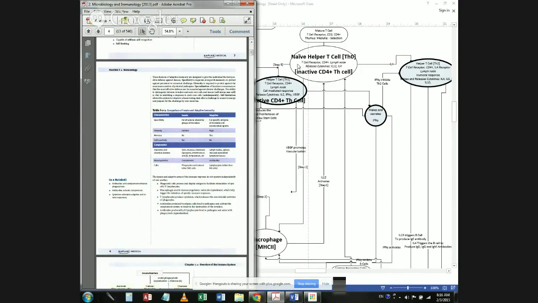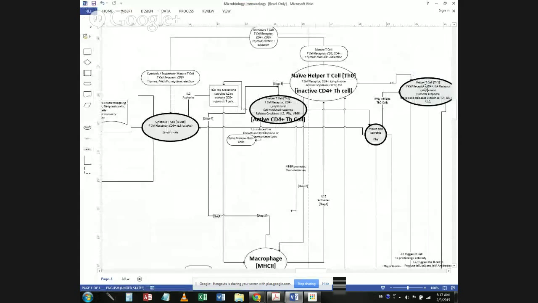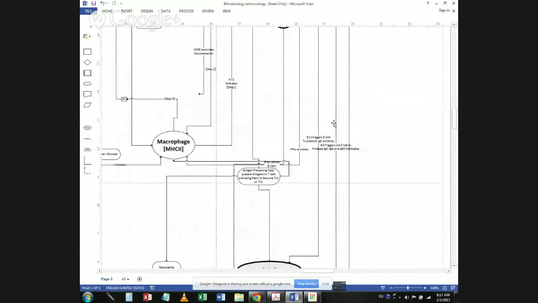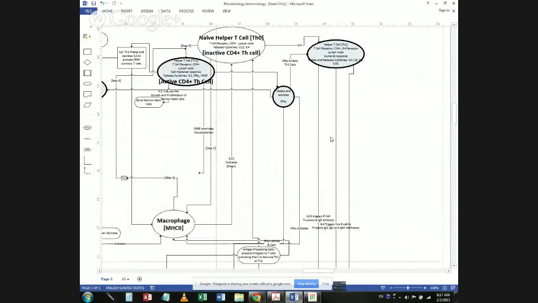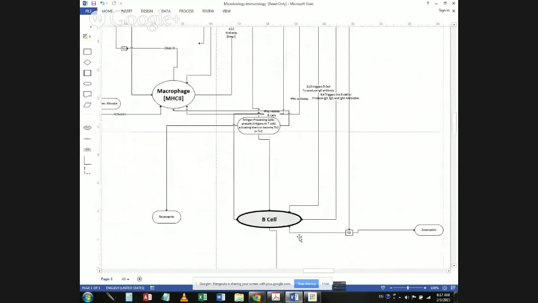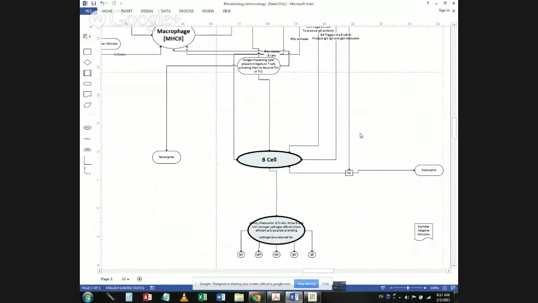So here basically this T helper cell is going directly, it's becoming activated, and it seems like here we're activating the B cell. So we're going to activate IL-4, which will make the T helper cell into Th2, and then that will release all these three: IL-13, IL-4, and IL-5, which will activate the B cell to start going through affinity maturation of B cells, depending on the antigen required.